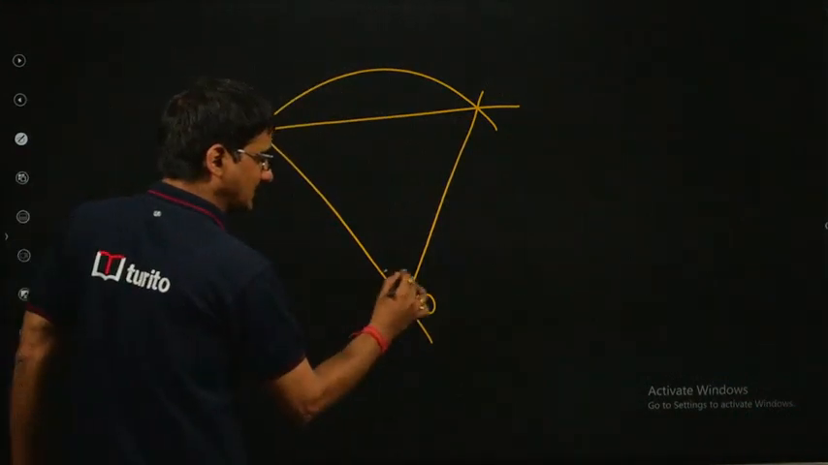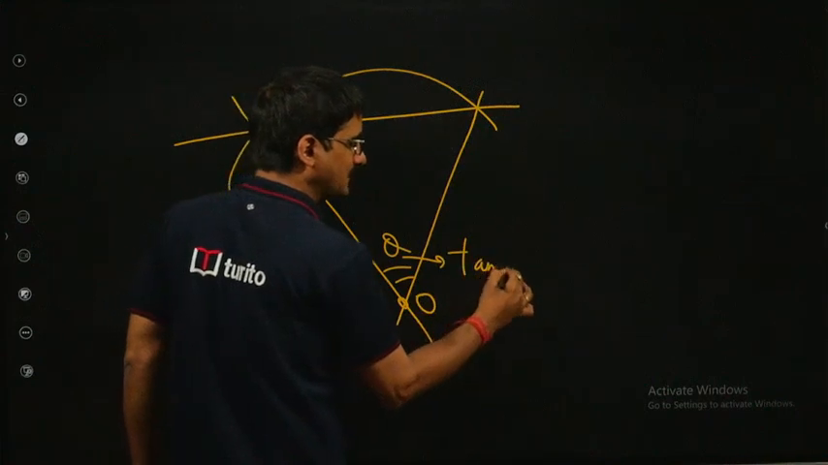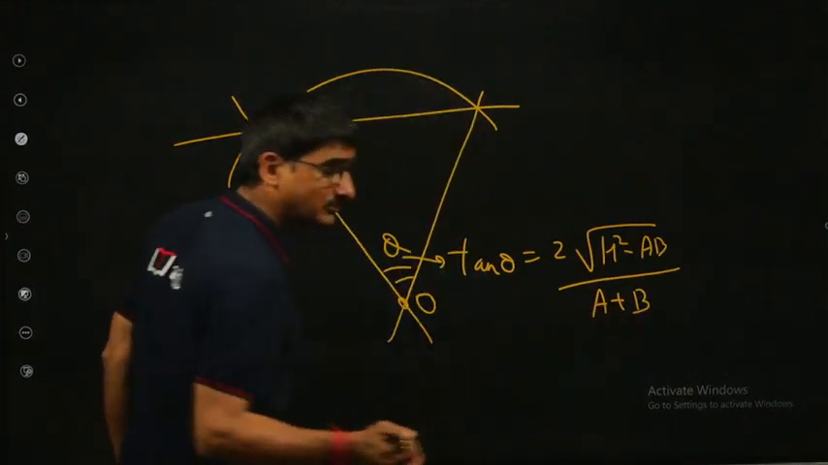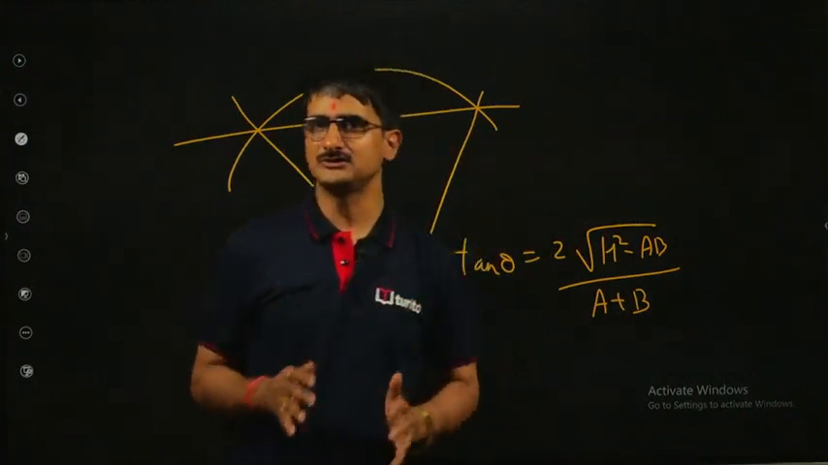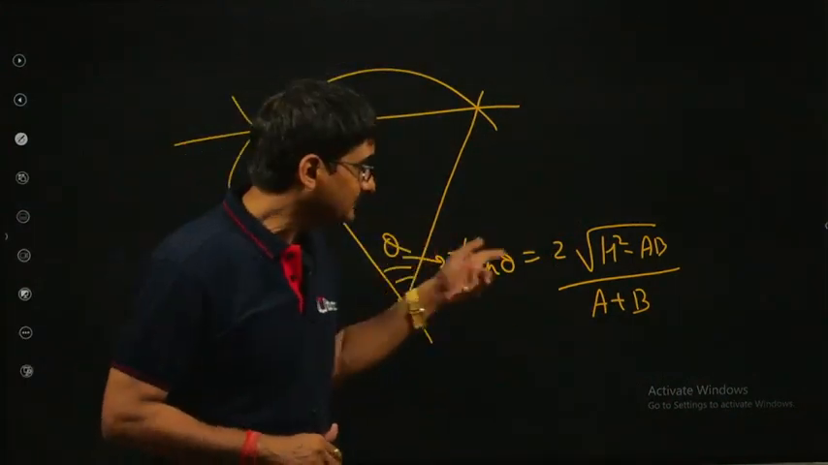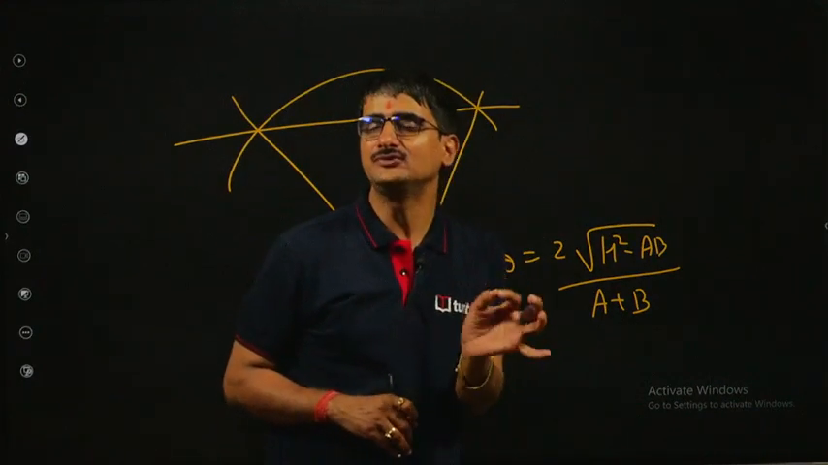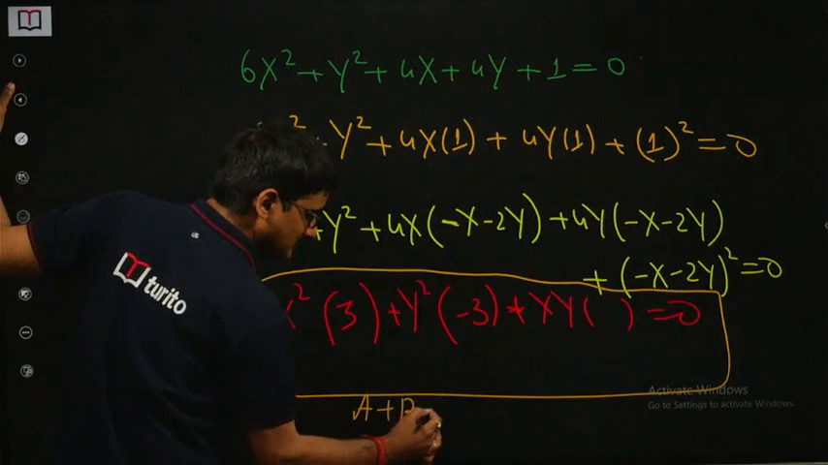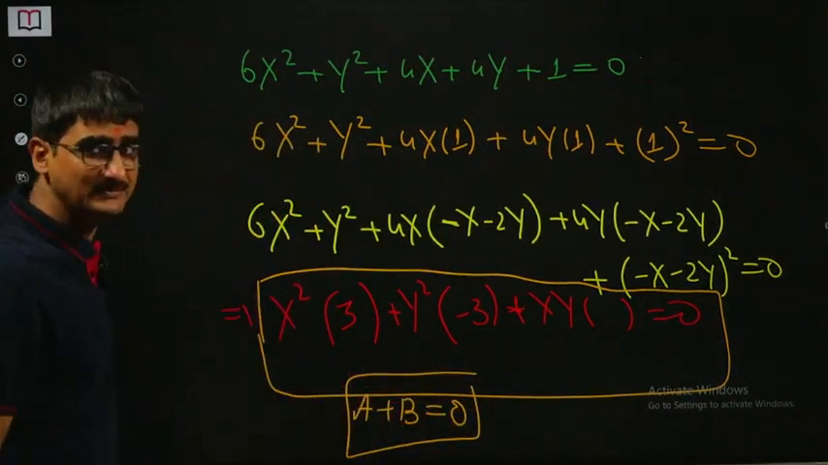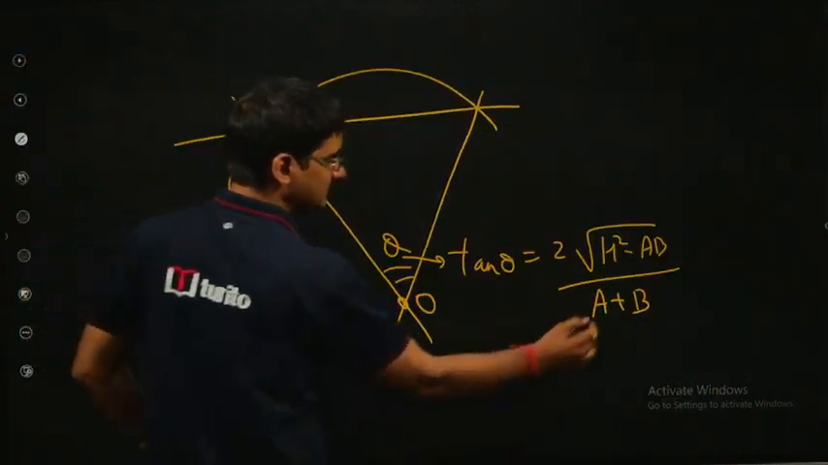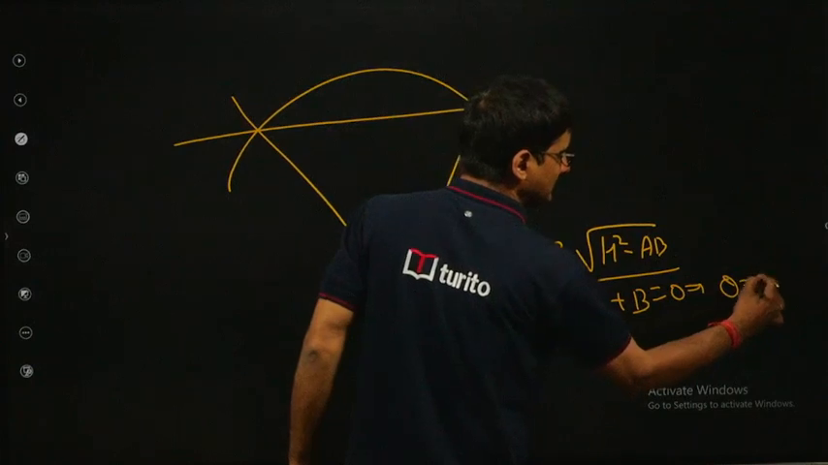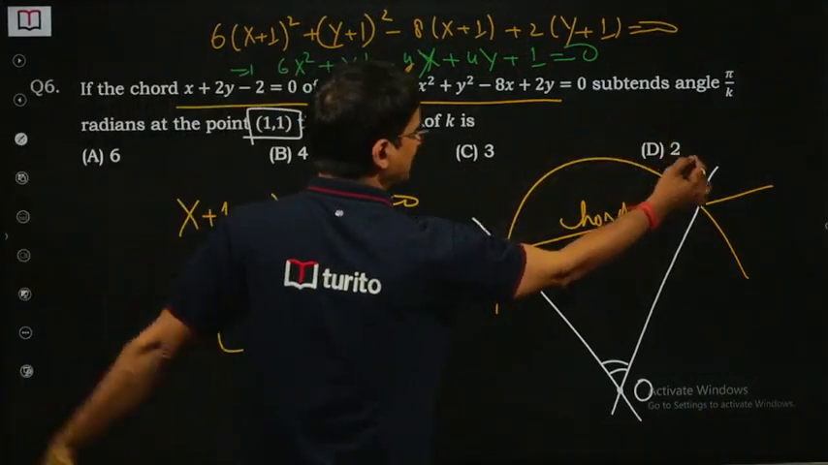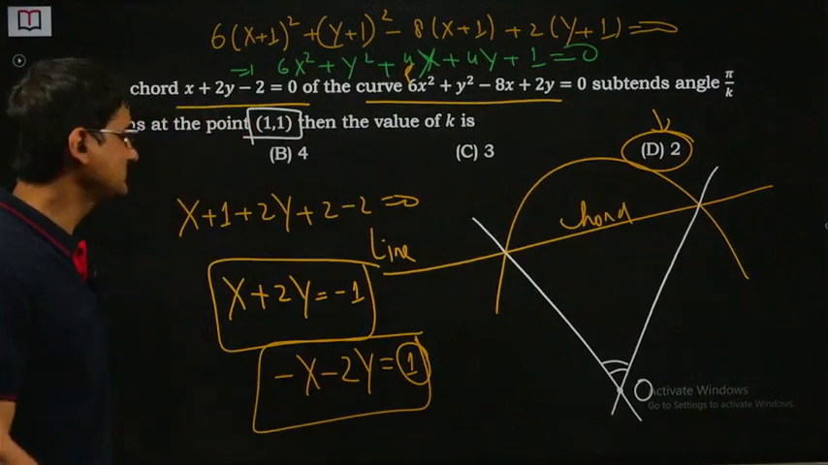So if we need this angle, we know this angle is theta, then tan theta is 2 times under root of h square minus ab upon a plus b, where a is coefficient of x square, b is coefficient of y square, and capital H is half times coefficient of x into y. But since a plus b is 0 here, the sum of coefficients of x square and y square is 0. That means lines are perpendicular, because a plus b equal to 0 makes it undefined, so theta is pi by 2. So the angle subtended by this chord at 1, 1 is pi by 2. It's pi by k, so k has to be 2 here. So that's the first question, where I got the answer.